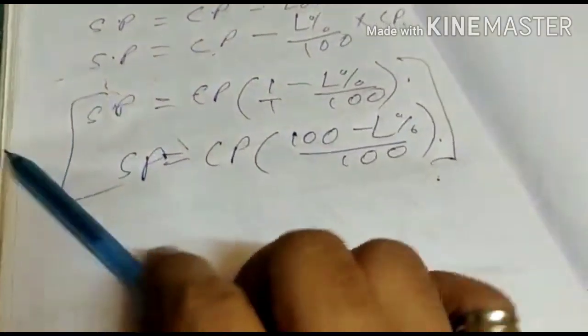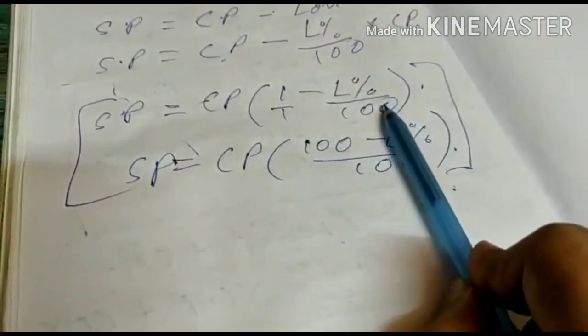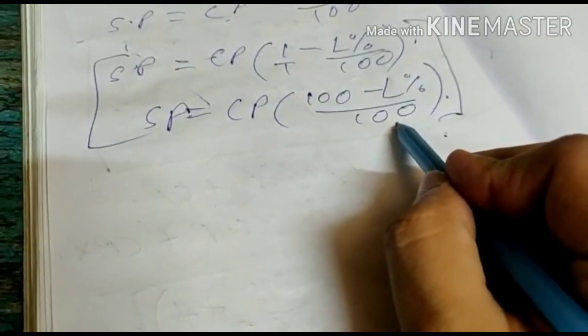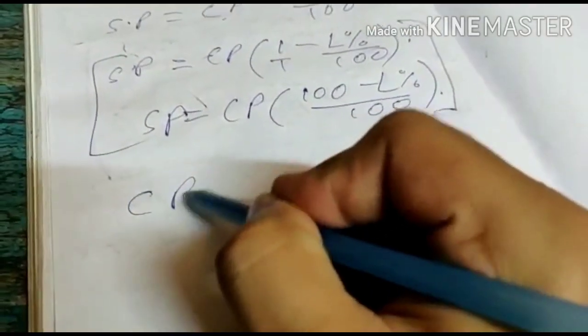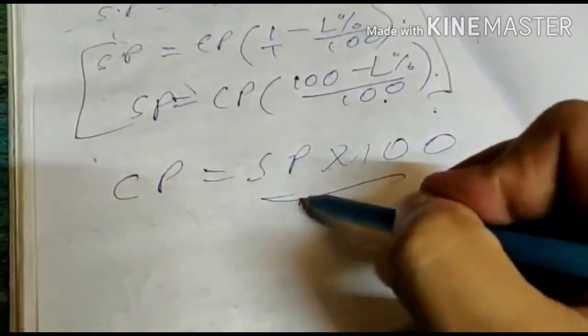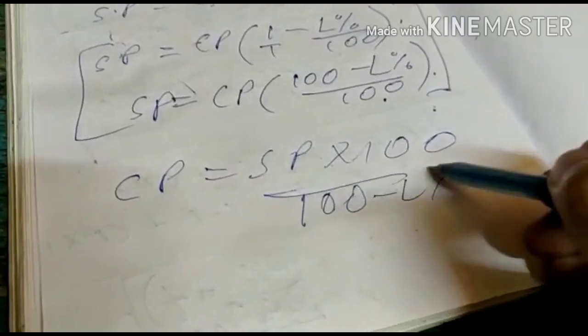Like you are given the CP and the loss percent, you have to calculate the SP. So you can keep this formula directly. We have one more thing, this 100 is in divide here. So CP can also come as SP into 100 upon 100 minus loss percent.